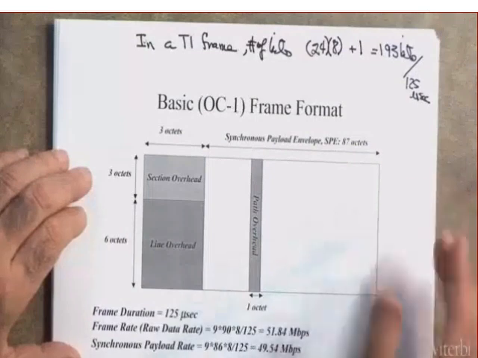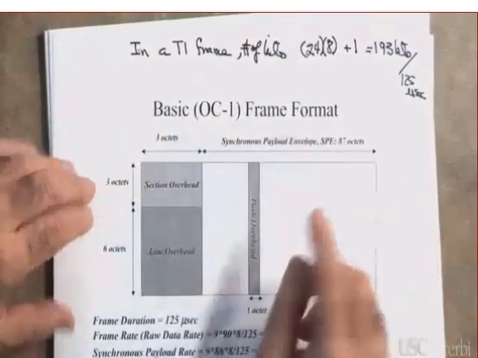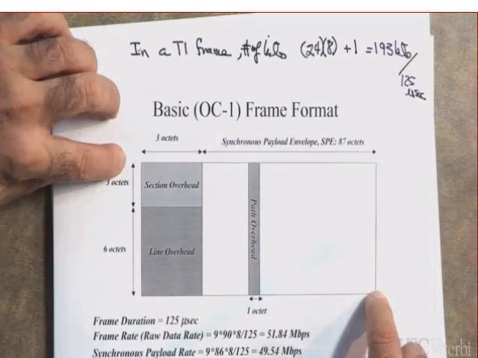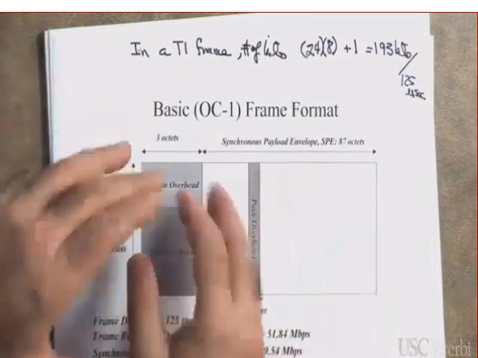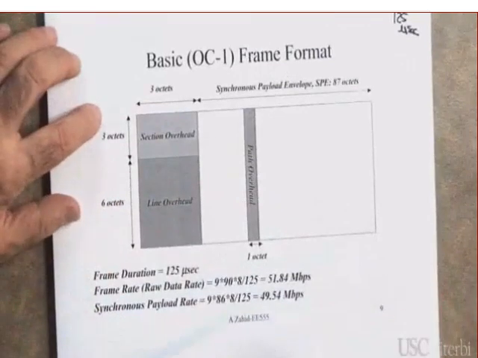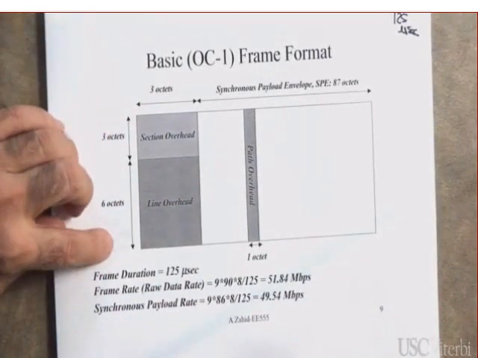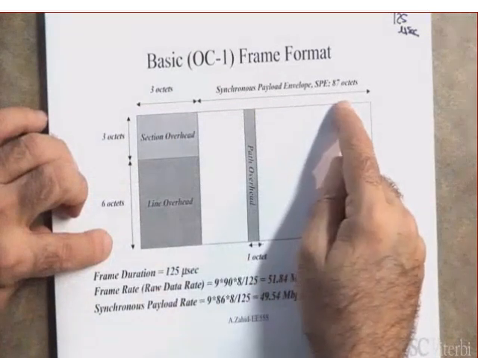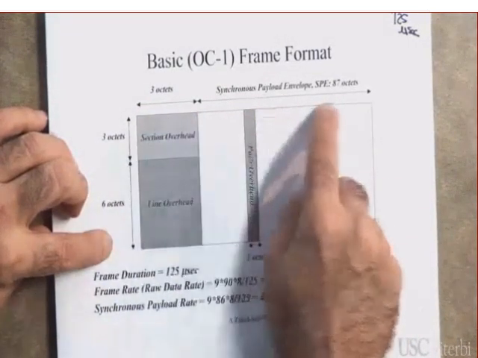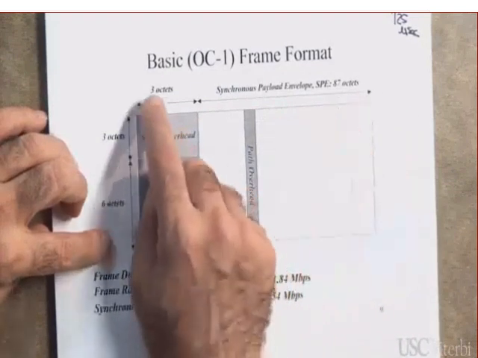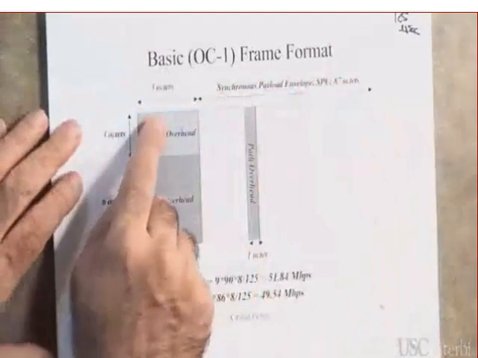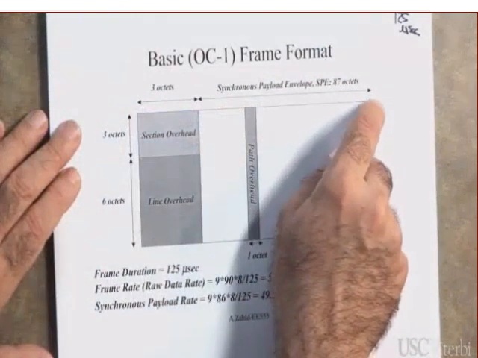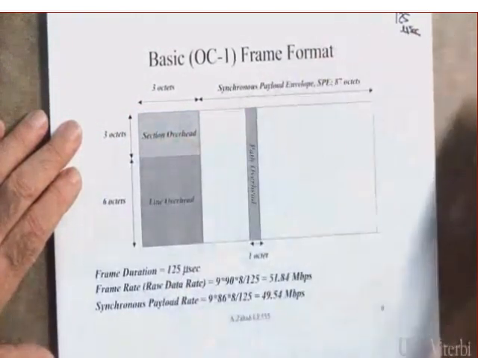Now, let's see the OC1 frame. The duration is still 125 microseconds. It's the same duration, but they put more bits. How many more bits? The frame consists of 9 rows and 90 columns. I need you to understand one thing here. Even though I'm sketching it vertically, when you are transmitting these bits, the transmission goes this way, here and then here, one after the other in a serial fashion.